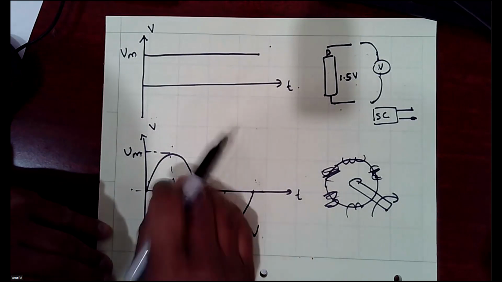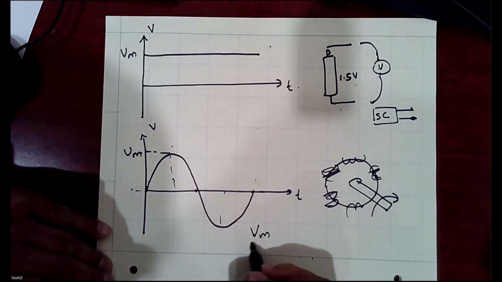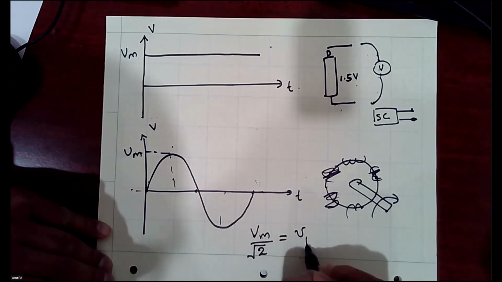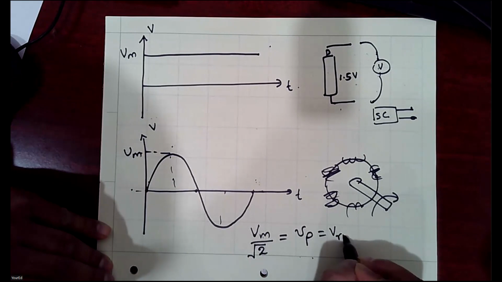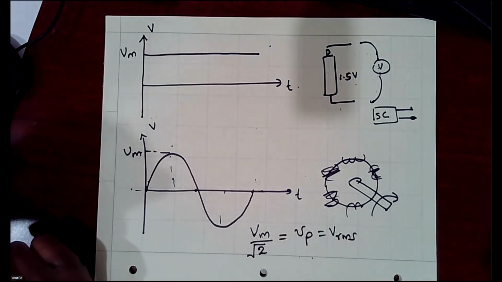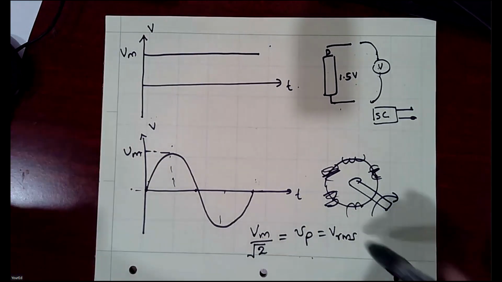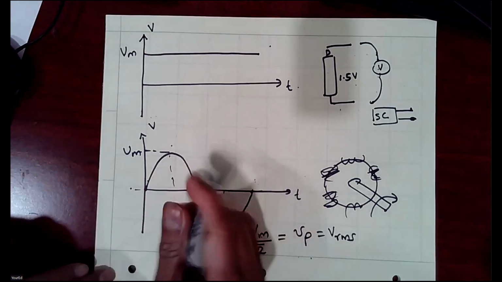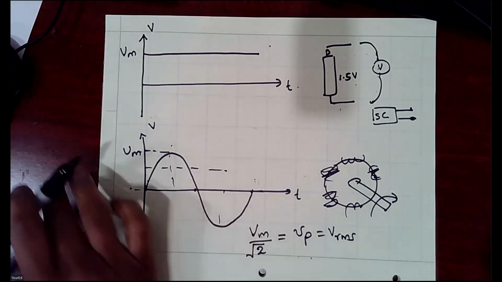In order to represent the AC value, we define this RMS value, which is this peak value divided by √2. I will discuss in a different video how to calculate the RMS value for a sinusoidal waveform. But for now, you need to remember that the peak value divided by √2 is your RMS value. That is the value you give for AC quantities.